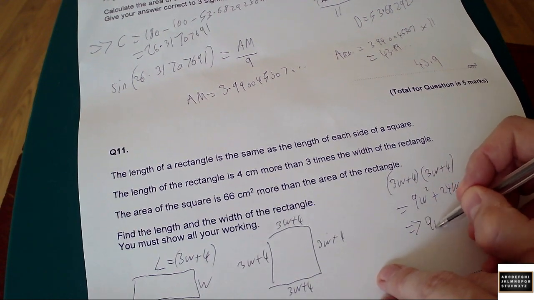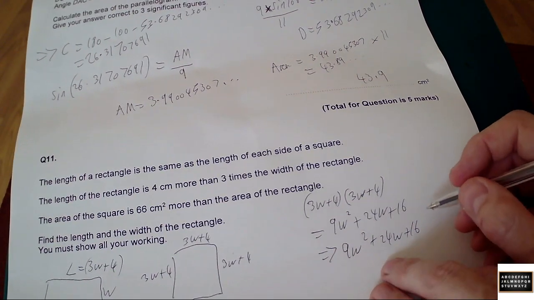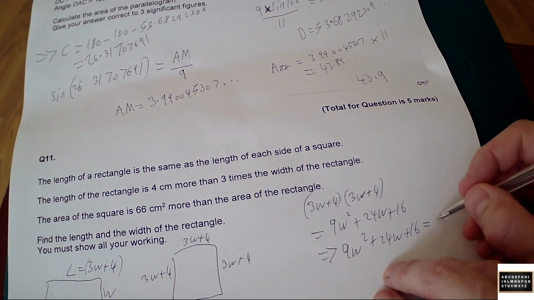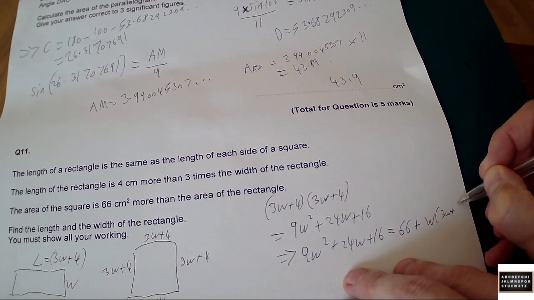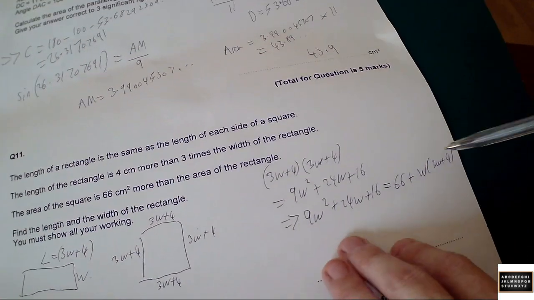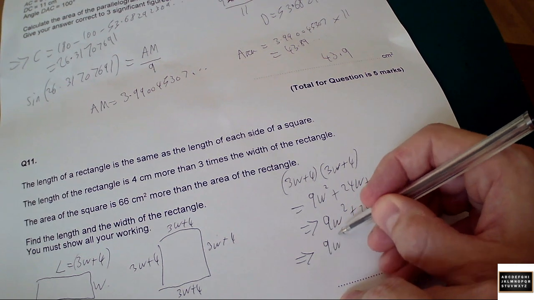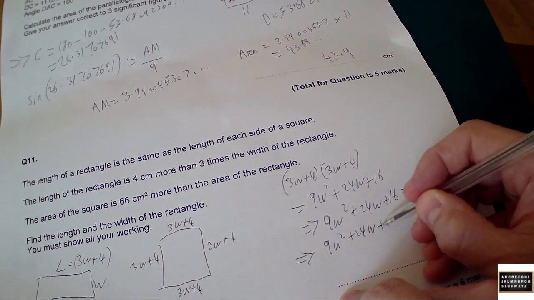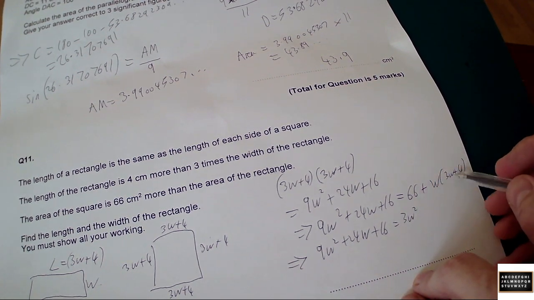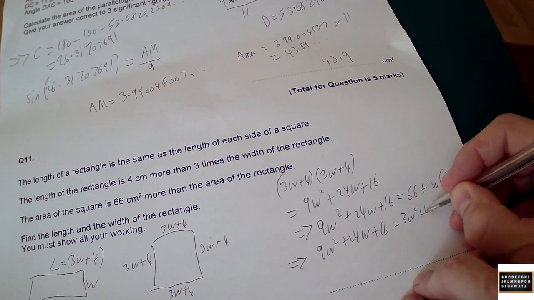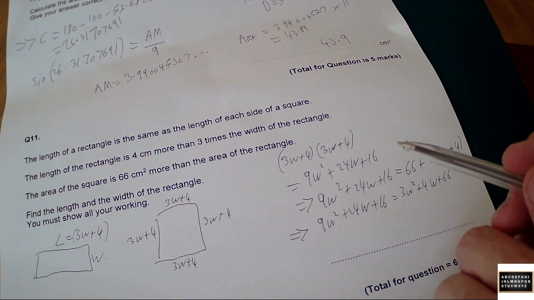So, area of the rectangle, sorry. So we know that's going to be 66 more than the area of a rectangle. The area of the rectangle is W times 3W plus 4. So this times this. And so that's going to be, again, some straightforward calculation to do. I'm going to multiply that all out, take my time. So 3W squared, and then 4W plus 66.